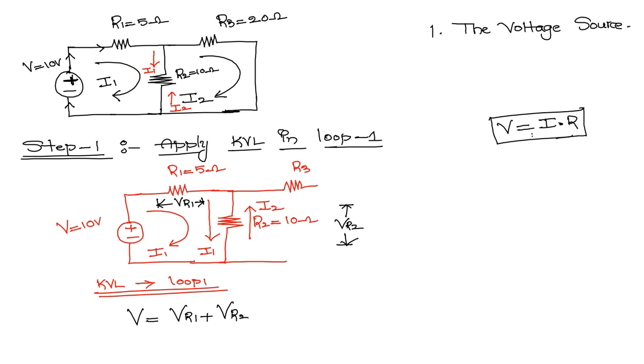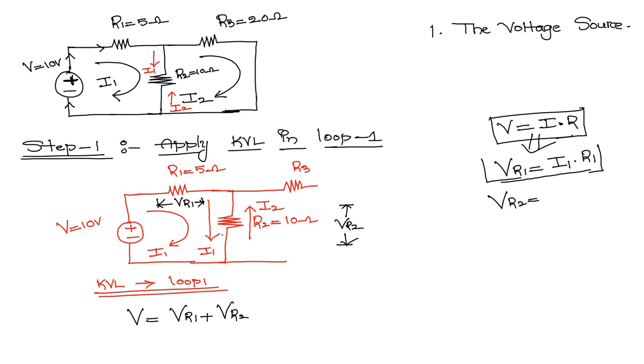Now we use this formula to get the expressions for VR1 and VR2. The voltage drop across R1 is equal to the current flowing through R1 into the value of R1, clear. So this is the VR1 expression. Now coming to VR2, we need the current flowing through R2. Not only I1 is flowing through R2, I2 is also flowing, because R2 is the mutual resistance connected between loop 1 and loop 2.